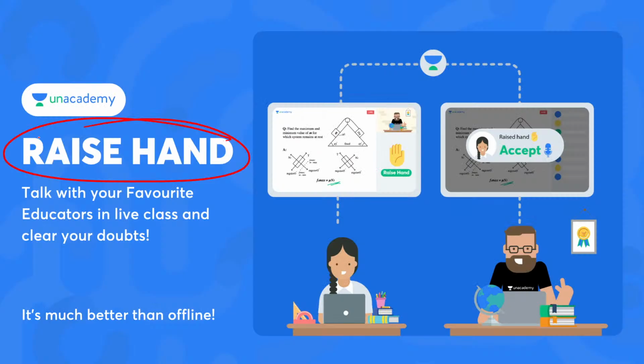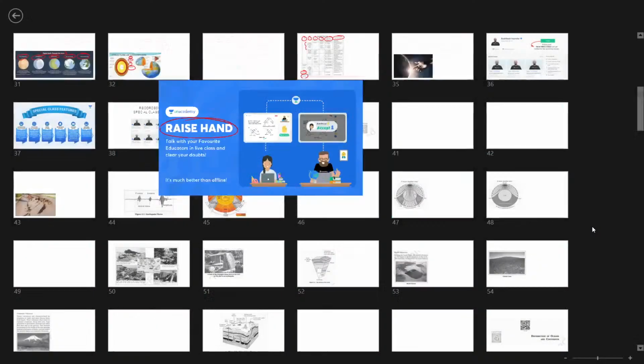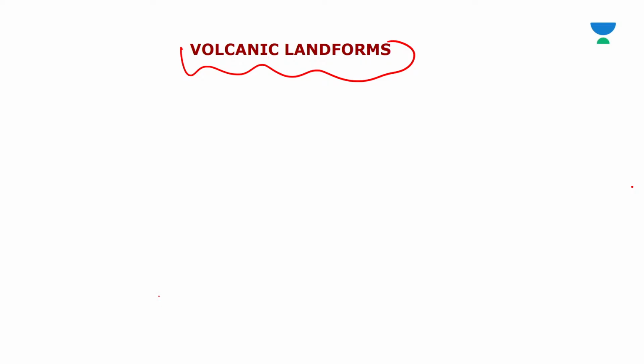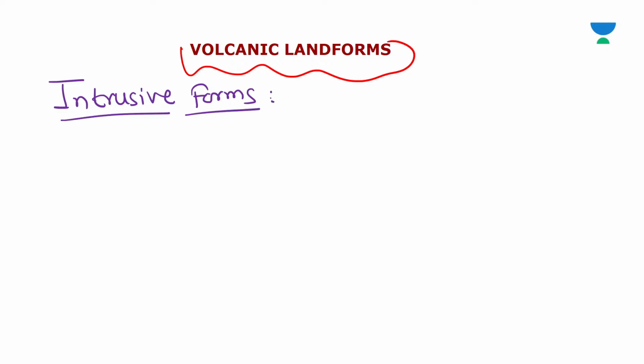Now friends, let's continue the topic, volcanic landforms. Now friends, first we will discuss intrusive forms.